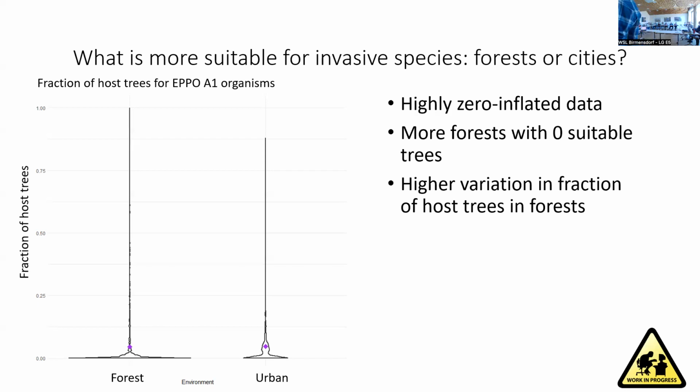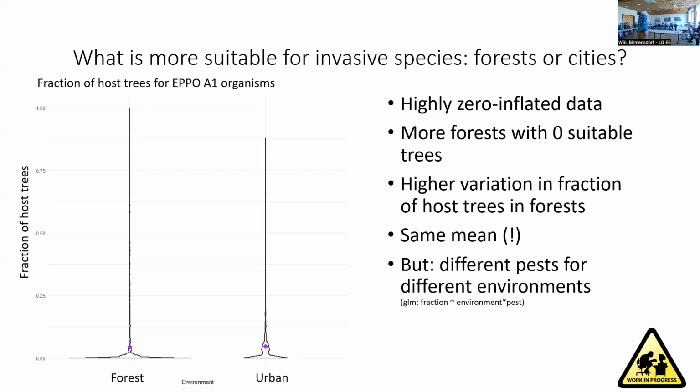So there are some pests where all forest trees are suitable hosts. And it's pretty nice, right, if you think about it. And this distribution is a bit higher, and that, in the end, returns basically the same mean. Even if there's a bit of a statistical difference, it's basically the same.